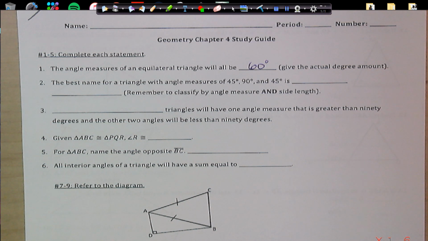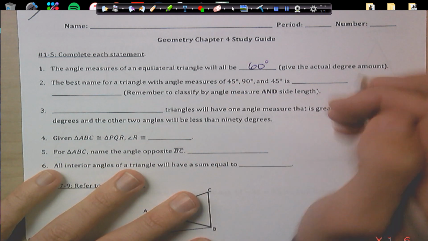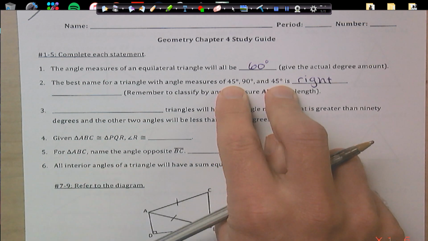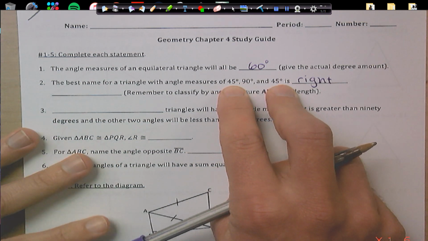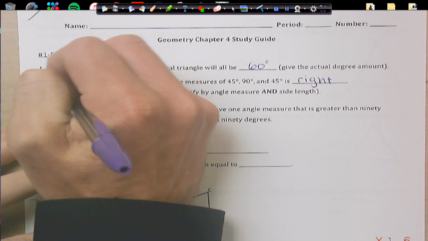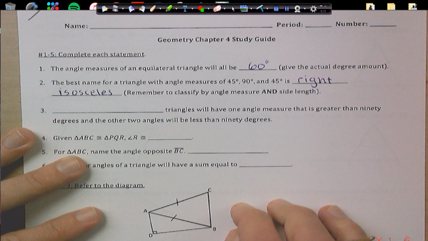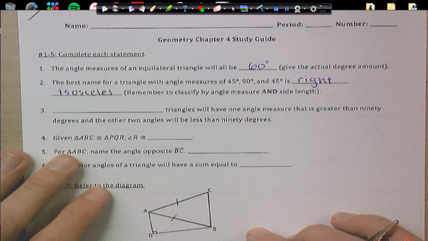The best name for a triangle with a measure of 45, 90, 45 is, we want to use both pieces. The 90 is going to tell me it's a right triangle. And the two 45s mean we have two congruent base angles, which means I have congruent sides, so that's going to tell me it's an isosceles triangle. So right isosceles.